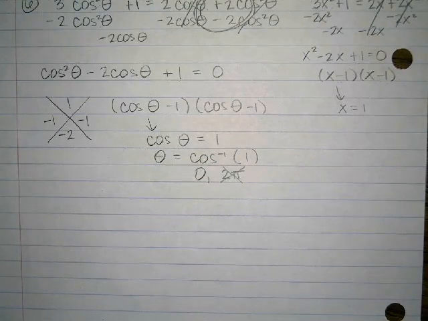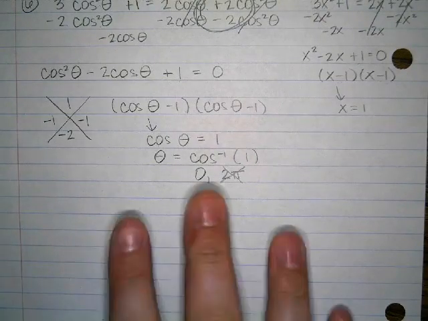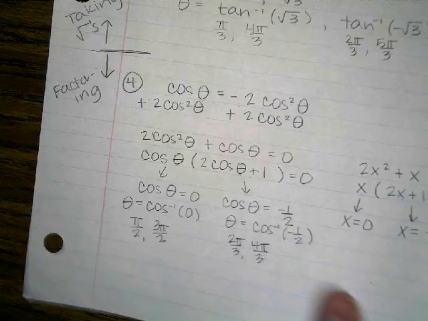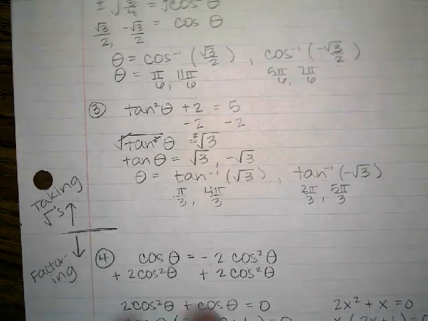So just remember, if the problem only has a tan squared or it only has a cos squared, then you're going to take a square root to solve it. If it has more than that, then you're going to be factoring. Okay, that's the first thing you're going to look at in the problem.